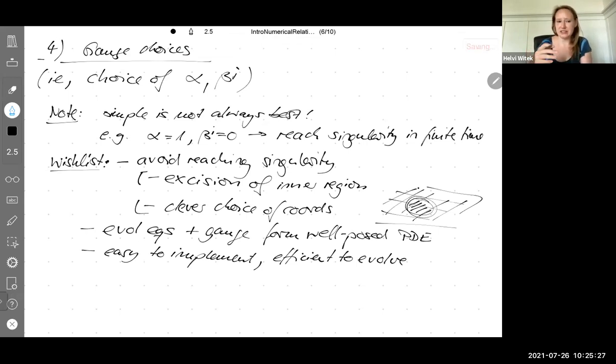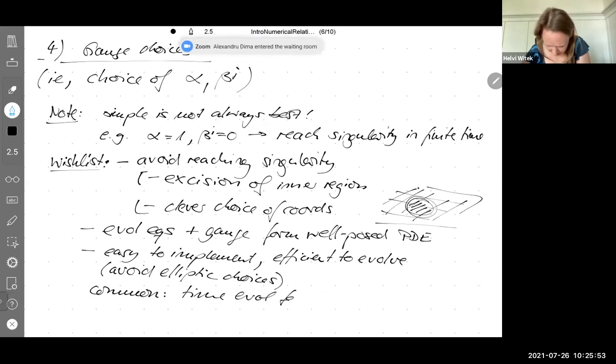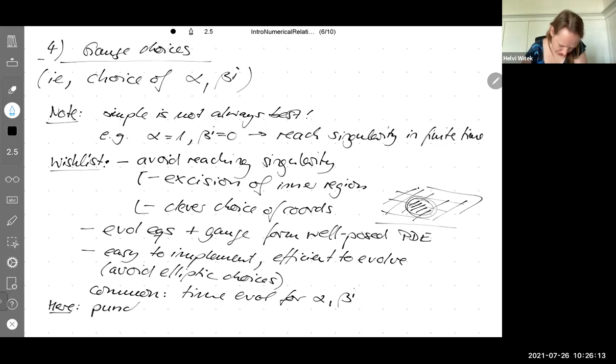So this would just give us an additional set of time evolution equations together with the evolution equations that we already have. Yes, it's quite common to have time evolution equations for lapse and shift. And I will just talk about one set of equations. So that's what's typically known or referred to as puncture gauge.